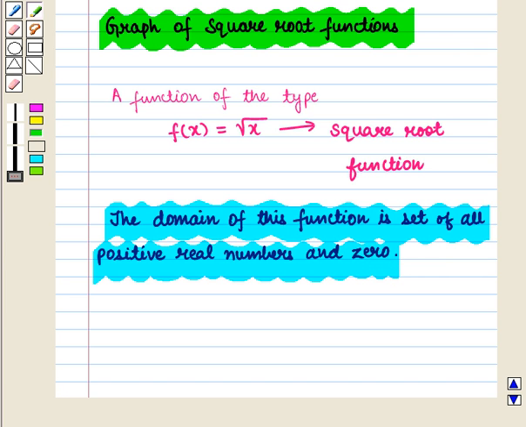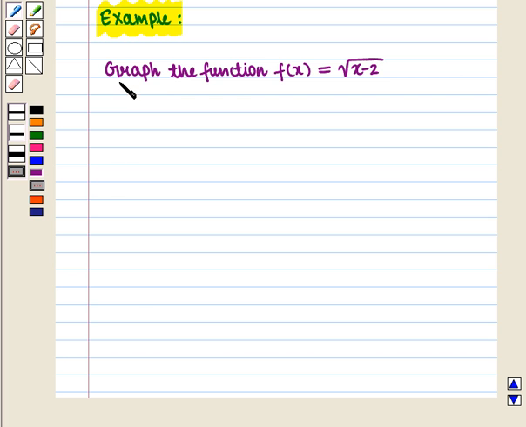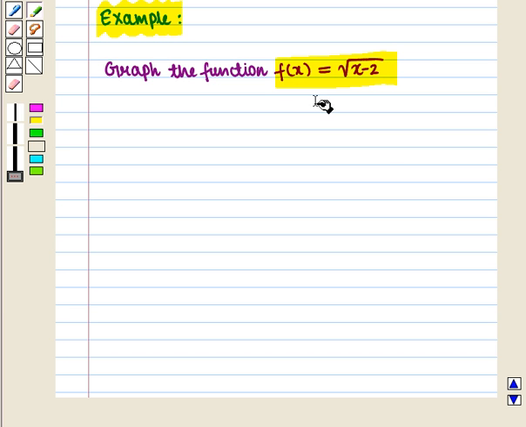Now let's discuss the graph of square root functions. For this, we consider an example. Here we have to graph the function f of x is equal to square root of x minus 2. First of all, let us find the domain of this square root function, such that the expression under the square root must be positive or 0.